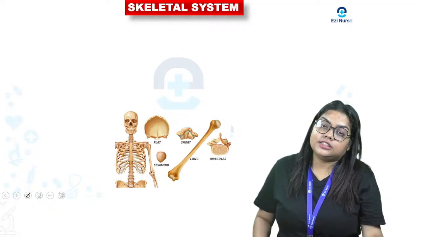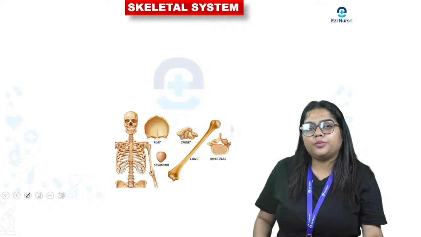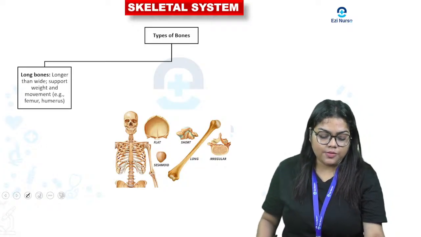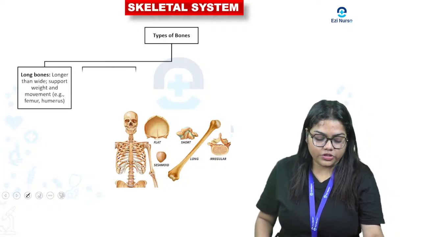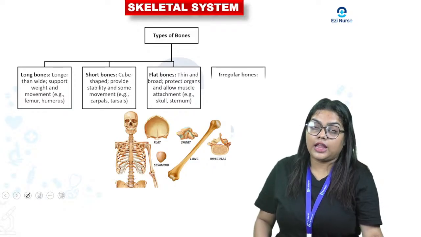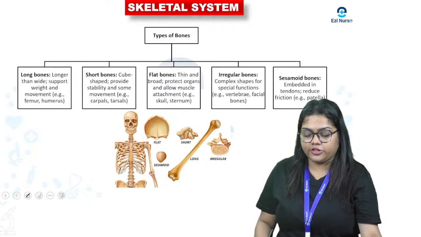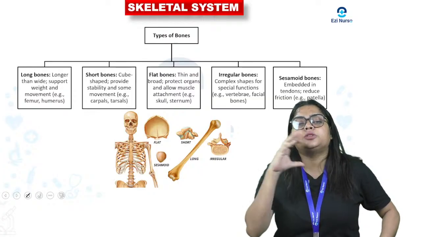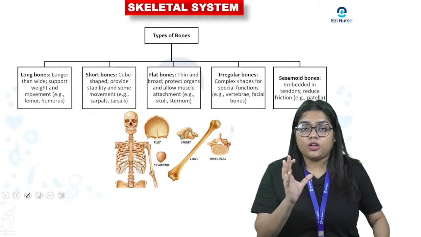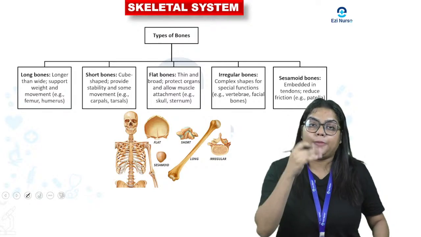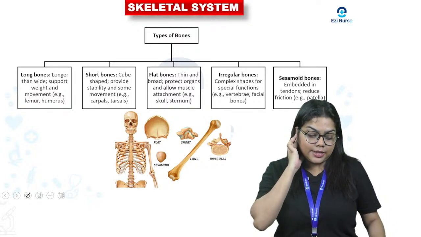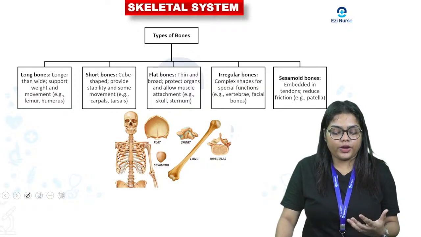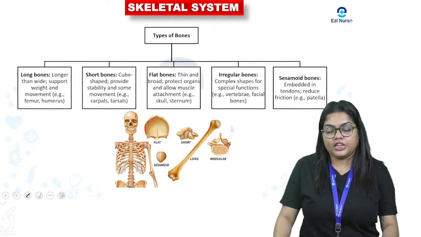Now, to know about the bones, we have to know what types of bones are present. There are five types of bone: long bones, short bones, flat bones, sesamoid bones and irregular bones. What is a long bone? The longest bone in our body is the femur, in the upper thigh. Long bones are longer than wide and support weight and movement. Examples are the femur and humerus.